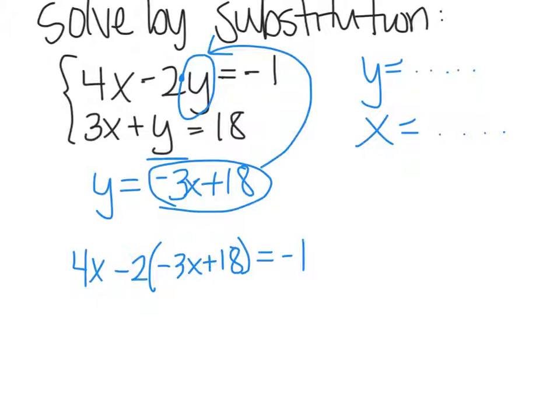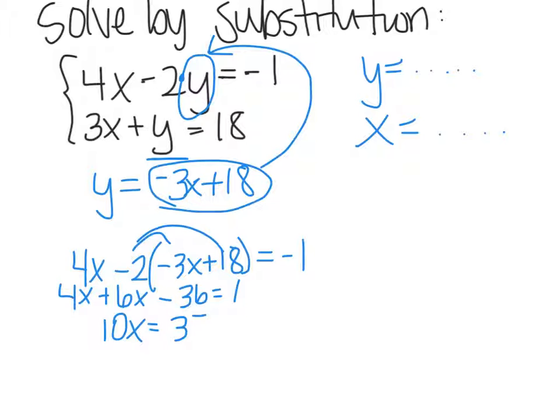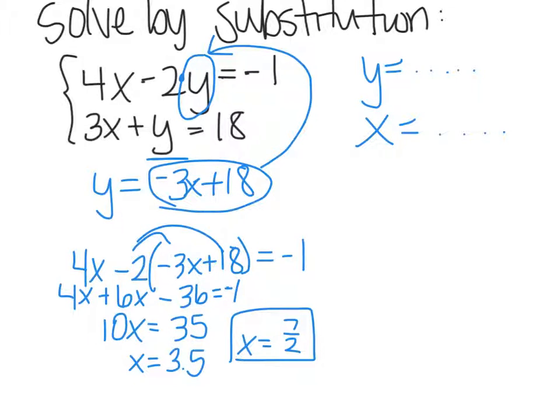Now we solve this just like an algebra problem. We distribute the negative 2 to both terms, so I'm left with 4x plus 6x minus 36 equals negative 1. I combine like terms and get 10x equals... Oh, no, it's a negative 1, so it should be 35. And so that gives me x equals 3.5. Now, fractions can sometimes be a little bit easier, and I like to use fractions, so I'm going to say x equals 7/2. All right, so we are going to use that.